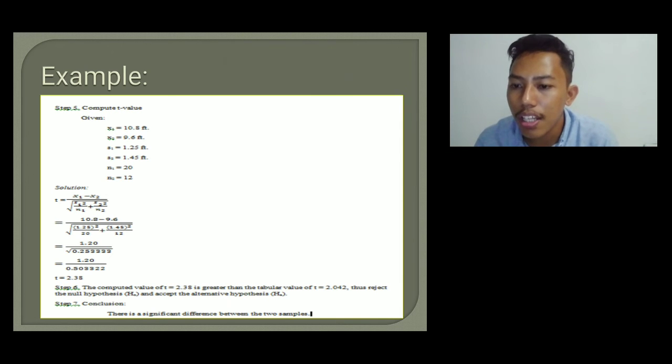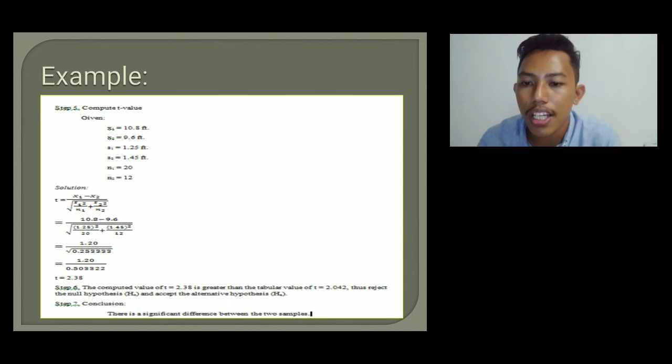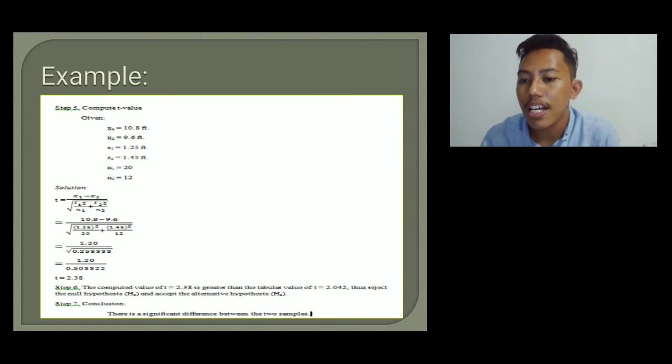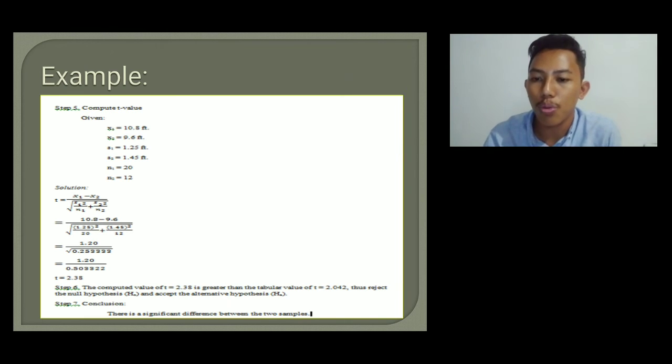So the computed value of t, 2.38, is greater than the tabular value of t, 2.042. Thus, reject the null hypothesis and accept the alternative hypothesis. Our conclusion is there is a significant difference between the two samples.